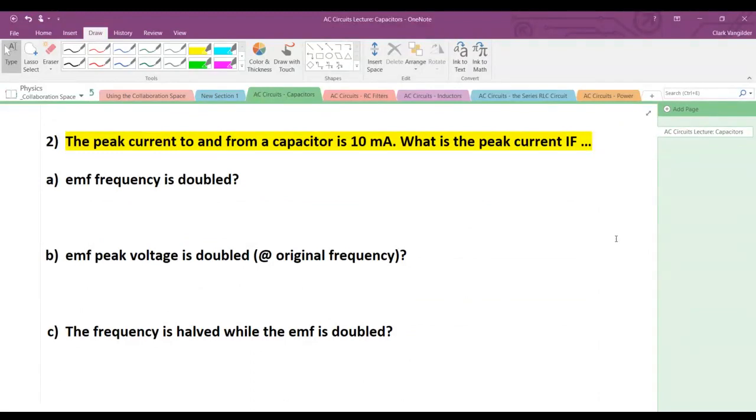So I'm keeping my notes here, because I wander, I chase rabbits, and I have to be mindful of that so that these things don't go off in the weeds. All right, so peak current to and from a capacitor is 10 milliamps. What's the peak current if any of these things happen?